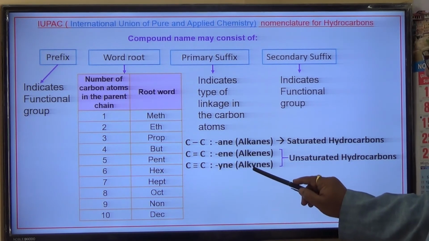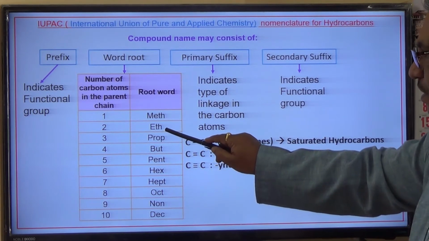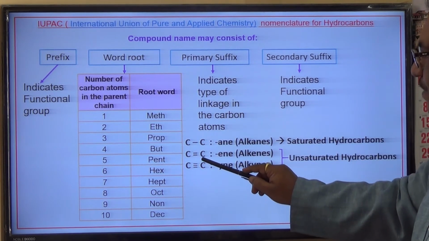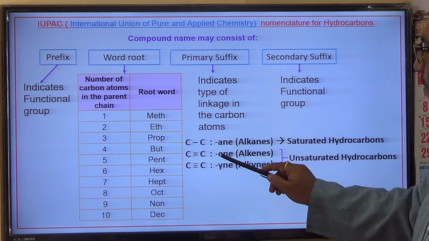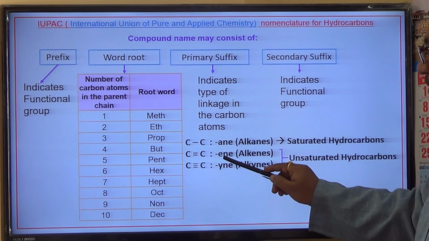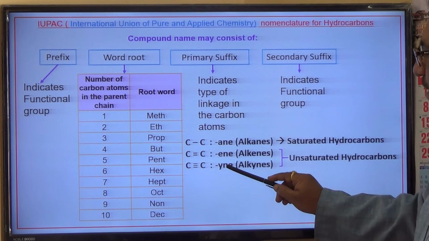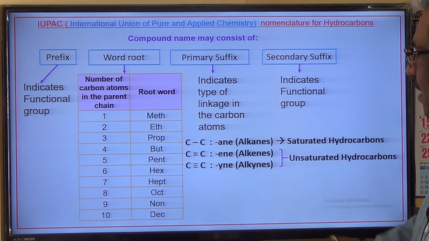The alkenes and alkynes will start with the root word eth. Remember that. If there is a double bond between carbon atoms, then eth-ene, ethene; prop-ene, propene; but-ene, butene; pent-ene, pentene. Like that, the names will start. If there is a triple bond, then eth-yne, ethyne; propyne, butyne, pentyne, hexyne. This is how the nomenclature starts.